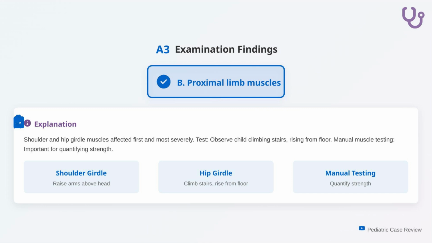Proximal limb muscles. Juvenile dermatomyositis characteristically affects the shoulder and hip girdle muscles first and most severely. Important clinical assessments include observing the child climbing stairs, rising from the floor, or performing a sit-up. Manual muscle testing is important for quantifying strength.